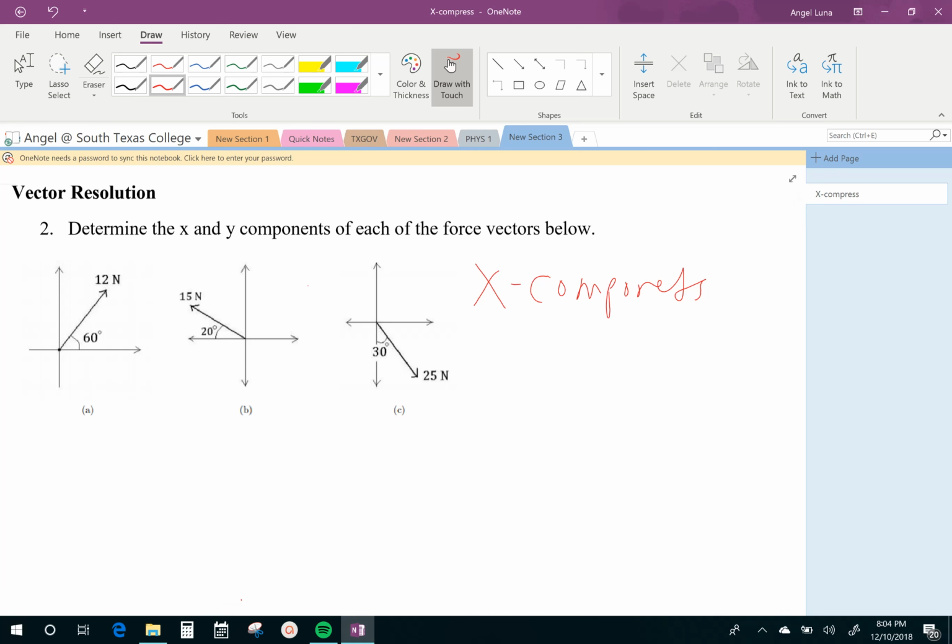So we're looking for the x component of A. All we have to do is the magnitude of the vector, which is 12 newtons, multiplied by cosine of the angle. And that's going to get you 6 newtons.